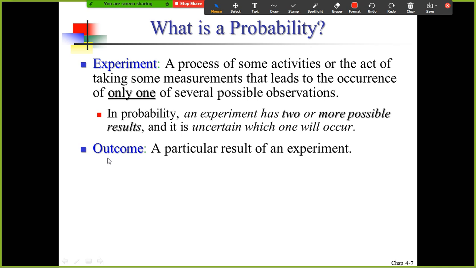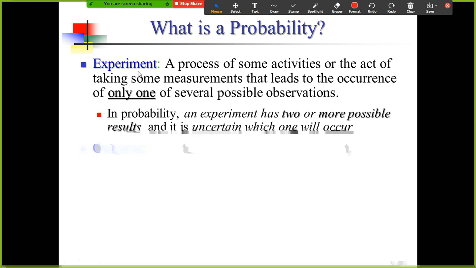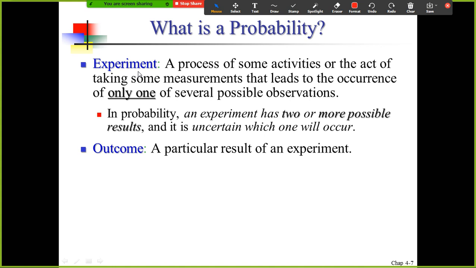Outcome. An outcome is a particular result of an experiment. In our experiment there are many possible results coming, but an outcome is a particular result. It's a specific result coming.